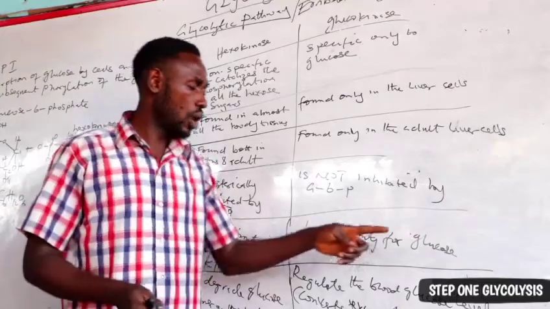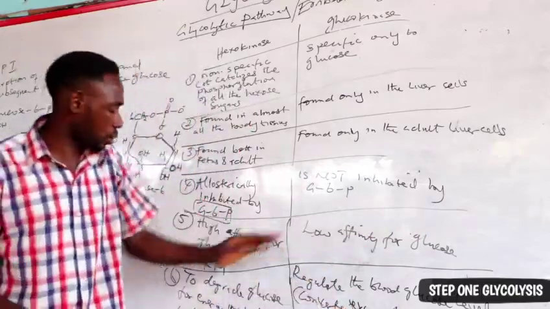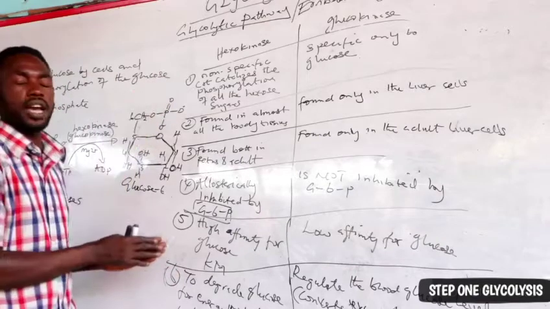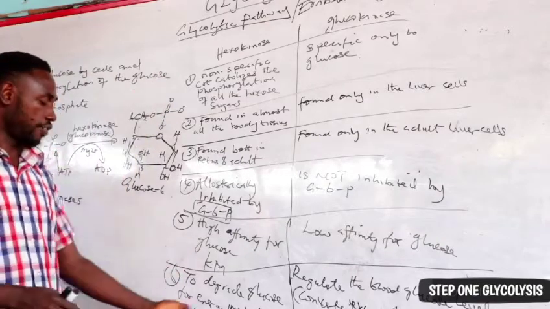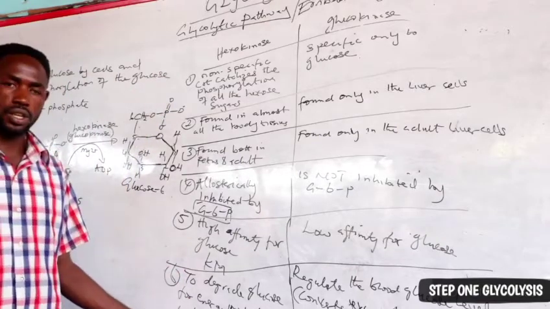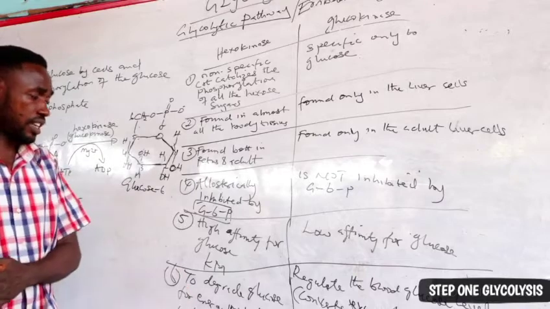But in a very low energy level, it doesn't work at all. It is this one that works. That's hexokinase, converting it in a form that will give us energy. So at least if you have questions, ask it there in the comment box.